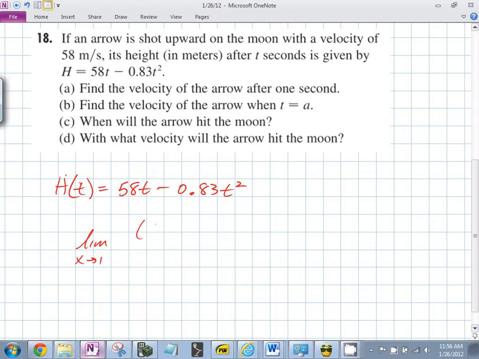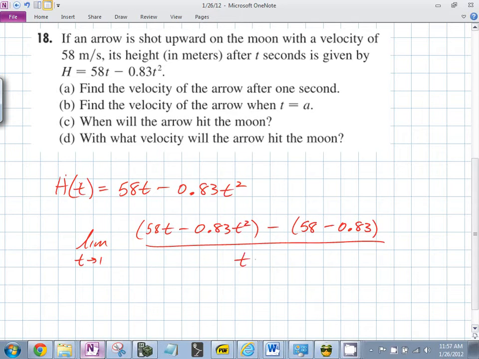If I go x to 1, what's the form have to be? f of x, so it's 58. Or actually, we can say t instead to make it consistent. t goes to 1 of 58t minus 0.83t squared, right? Minus what? Minus 58 minus 0.83. You plug in 1 into that, right? All over what? t minus 1.